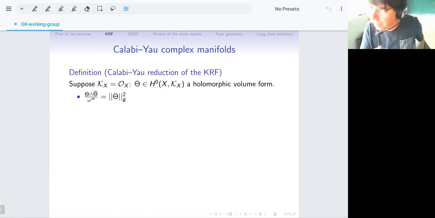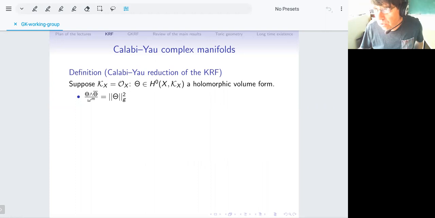Just to simplify the discussion a little bit, I will assume that we are in the case when the canonical bundle of the underlying complex manifold is trivial. So the Calabi-Yau is simply connected. So in this case, if it's trivial, we can choose a non-vanishing section of the canonical bundle, which is just a holomorphic volume form on the manifold. It will fix this object.